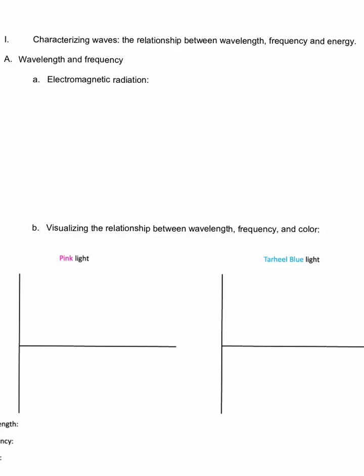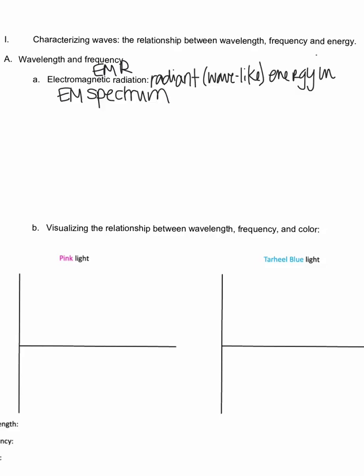But before we get to that, let's back up and review some of the properties of light, or if we're thinking in bigger terms, electromagnetic radiation, or EMR, as I like to abbreviate it. Electromagnetic radiation is a term for the energy released in wave form when a charged particle collides with another particle or accelerates in space. Or, as the book likes to define it, radiant wave-like energy.